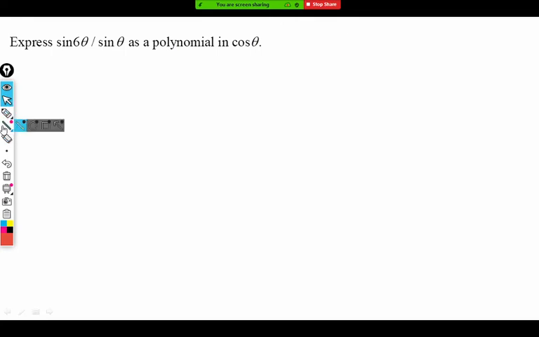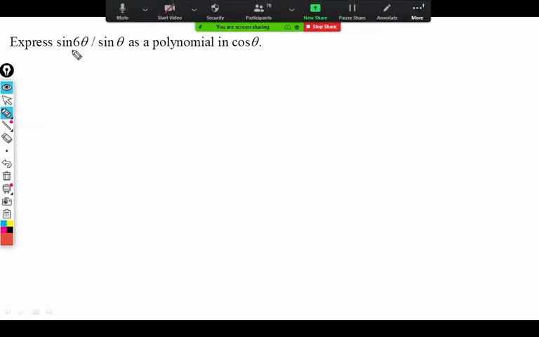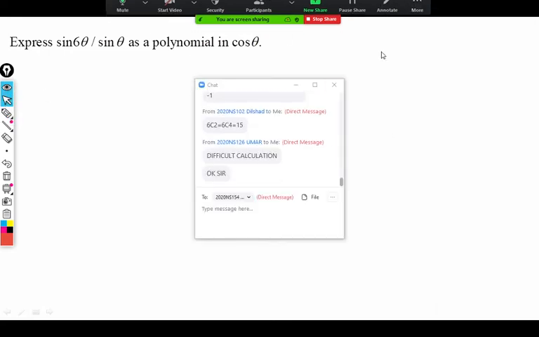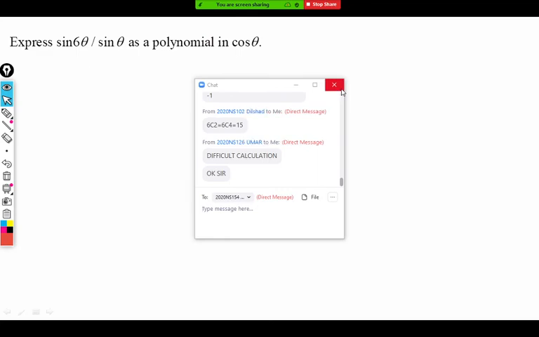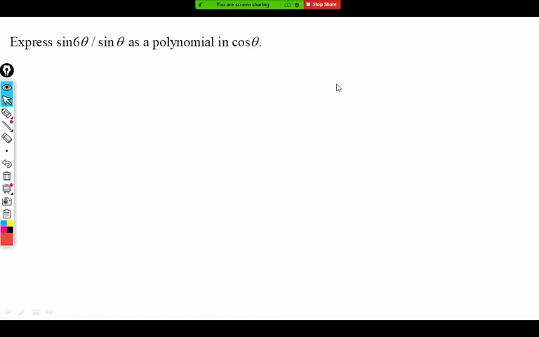So another question is on the screen here. You will observe we require sine 6 theta upon sine theta in a polynomial. Good, Umar. You should try, definitely you will find it simple then. So sine 6 theta upon sine theta we require in terms of cos theta. As we require sine 6 theta, this indicates we should use de Moivre's theorem, which is again exactly the same bracket expansion as the previous numerical. Yes, sir, power 6.